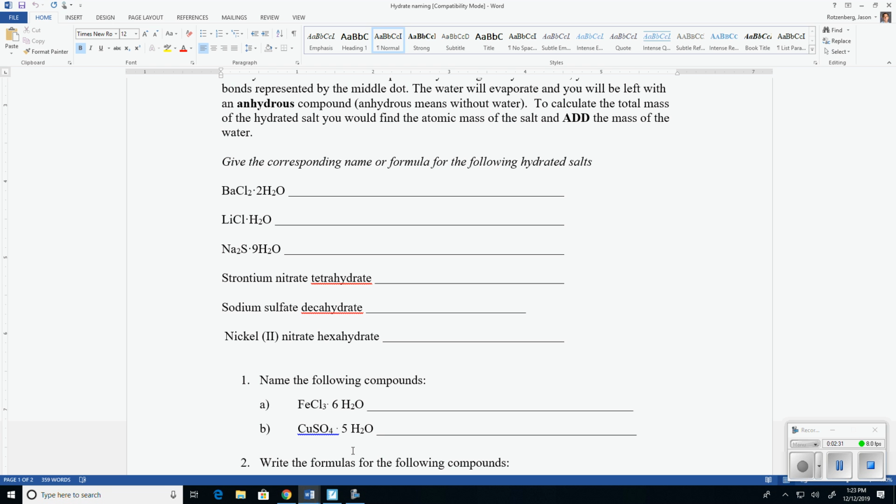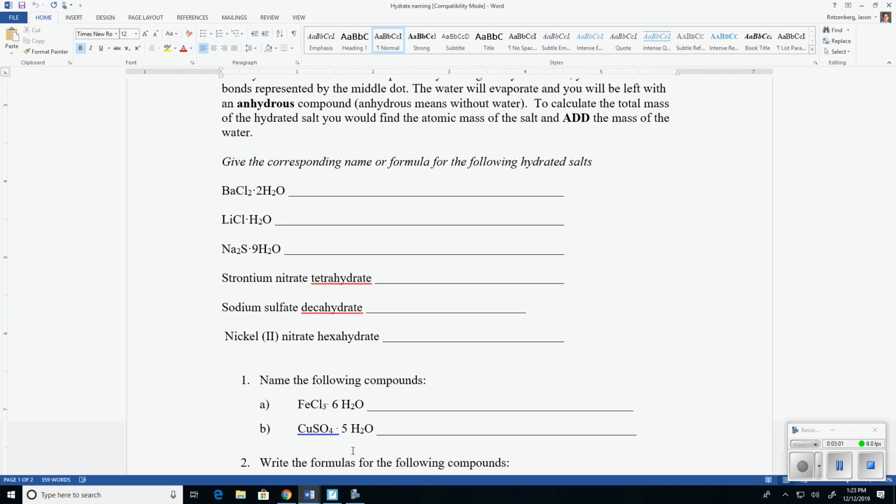If I asked you to write down the written name of BaCl2, what would we call that? Ba is barium, and then chloride. So why don't you write down barium chloride on that line? Now, how many waters are loosely attached? 2.